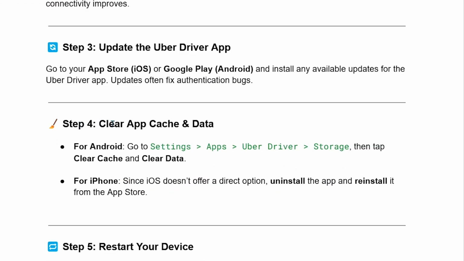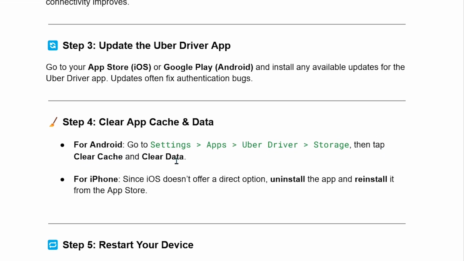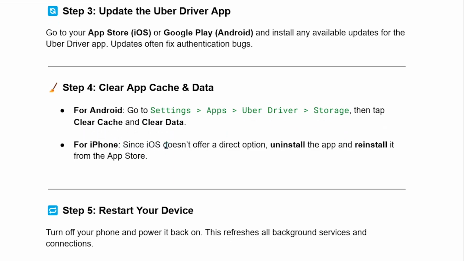Step 4. Clear app cache and data. For Android, go to Settings, Apps, Uber Driver, then Storage, then tap Clear Cache and Clear Data. For iPhone, since iOS doesn't offer a direct option, uninstall the app and reinstall it from the App Store.